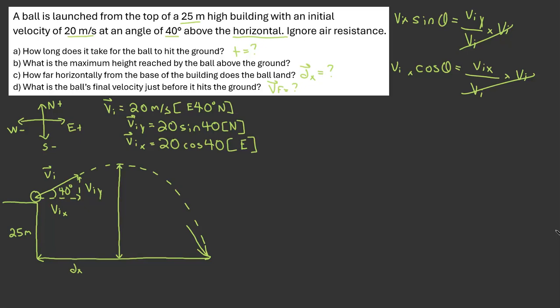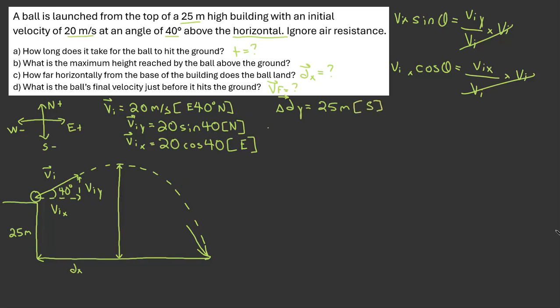So I'll just write that up here. My delta y is equal to 25 meters, my change in y, right? My change in position of my object in the y, right? 25 meters south, downwards. Okay.